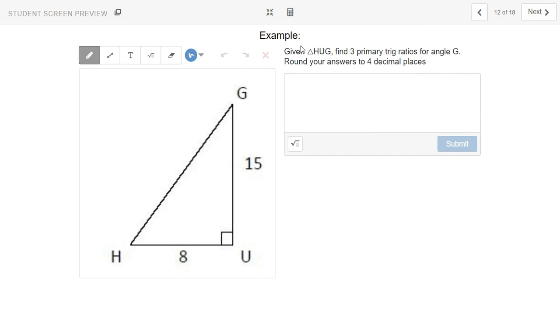Okay, another example, we're going to do something very similar. Given the triangle HUG, find three primary trig ratios for angle G. So we know that angle G is our working angle. Round your answers to 4 decimal places. We only have 2 sides, so we're not quite able to find the trig ratios yet. Let's use Pythagorean relation to help us solve.